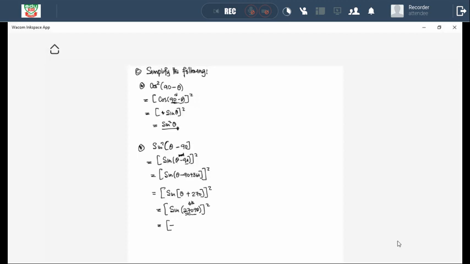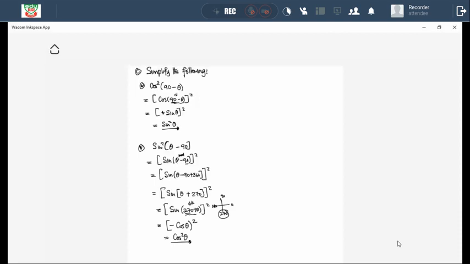But where is the function coming from? 270. Is it on the y-axis or on the x-axis? You go to your diagram: 0, 90, 180, 270. 270 is on the y-axis, and once it's on the y-axis, you change the trigonometric ratio to its complementary function. This becomes positive cos theta, all squared. Now square the answer. That will give us negative cos theta, all squared, which gives cos squared theta. There you go.